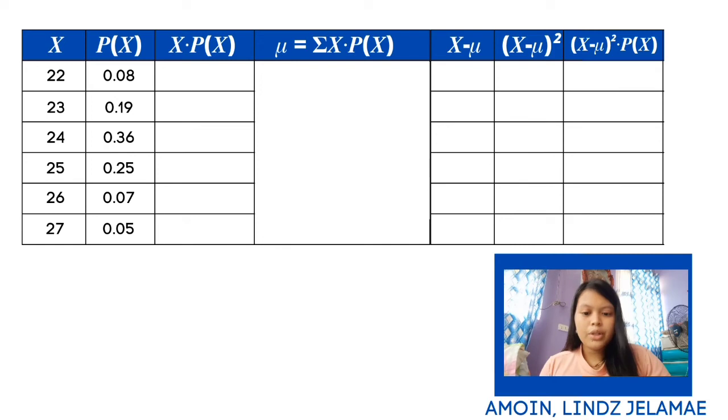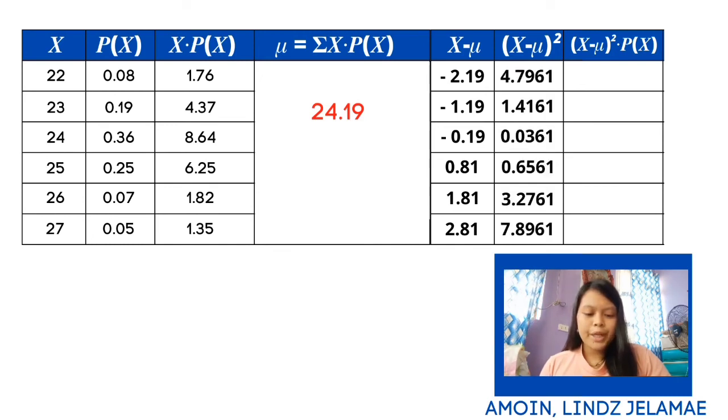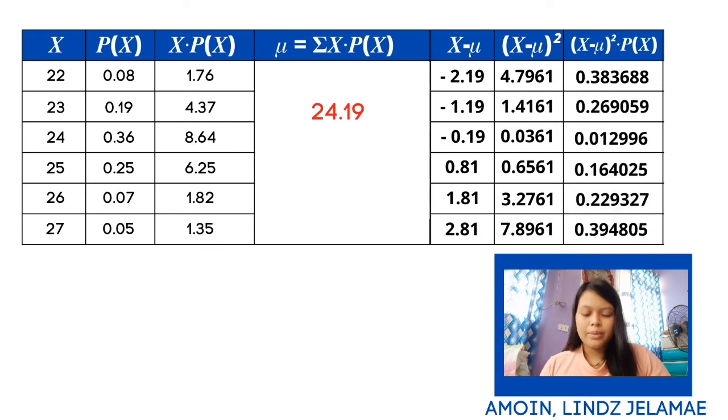For the next column, we are going to multiply x and p of x. By then, we'll get these values. With the solved values, we can now get the summation of x multiplied by p of x, which is our mean. It is equal to 24.19. Next, we are going to subtract the mean from x. We'll get these values. Next up, we are going to square these values. Next, we are going to multiply the prior values by the p of x. We'll get these values.